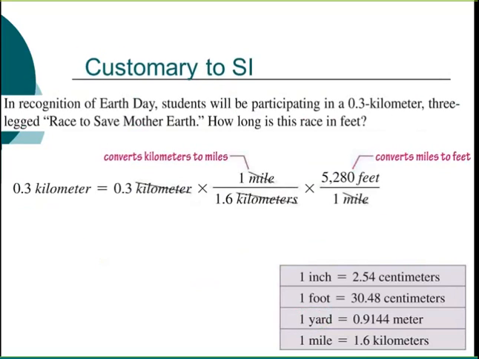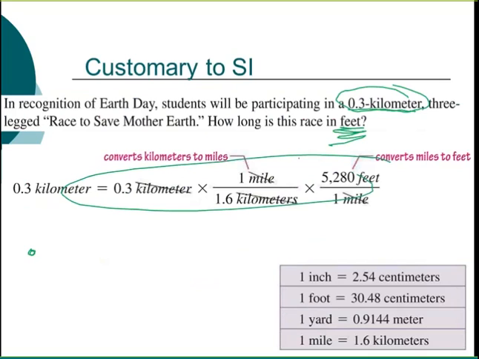Okay, so now we've got a similar problem here. We've got a 0.3 kilometer three-legged race. How long is this in feet? Because, of course, if we're in America, 0.3 kilometers doesn't make any sense to me. So I want to get this in feet. So to do that, I take my 0.3 kilometers, and again, you see it laid out here. I'm just going to be working through this. 0.3 kilometers.